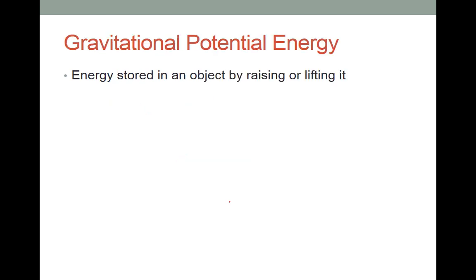Next one, gravitational potential energy. Gravitational potential energy is energy that is stored in an object, so it has potential to become kinetic. That's where that name comes from. And you store it in the object by raising it or lifting it. So GPE, by definition, is mgh, mass times the acceleration due to gravity times height.